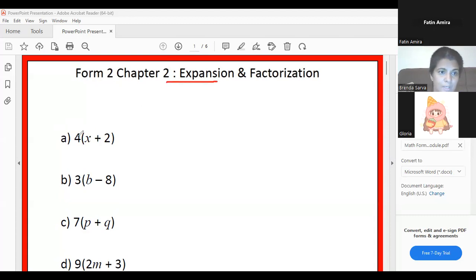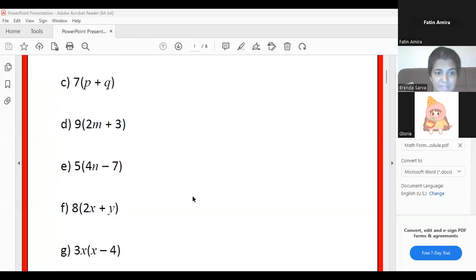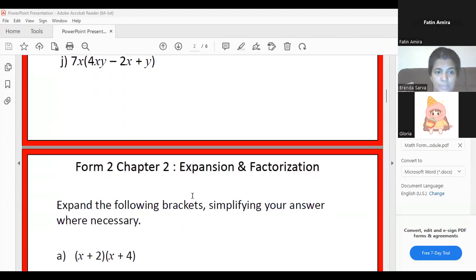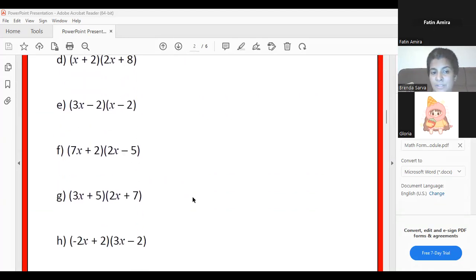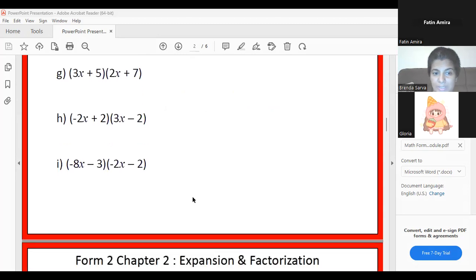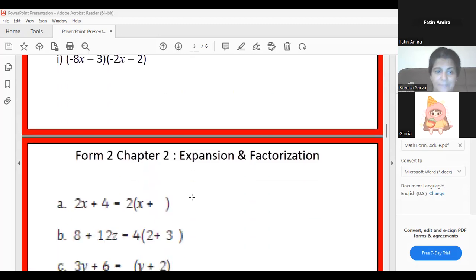Expansion, easy. 4x plus 8. That's what you're going to do here. So your answer is going to be equal to 4x plus 8. That's how you do page 1. So I'm not going to really delve on expansion. We have already done this. This is all practice for you. And then you got these double brackets. Page 2 is all these double brackets. You got to expand, including negative numbers. You have done this already.